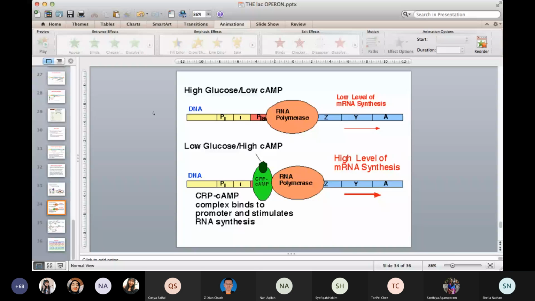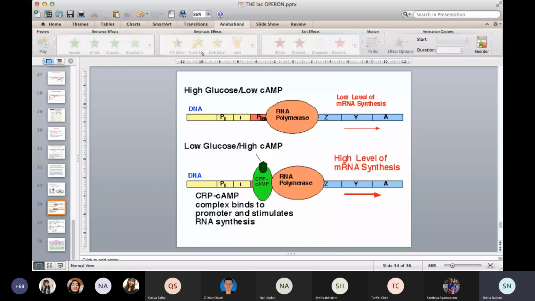When you have high glucose levels, your cAMP level is very low, so you only get low levels. Remember, we said leaky promoter? So you have very small amounts of transcription taking place that produces small amounts of the 3 enzymes.